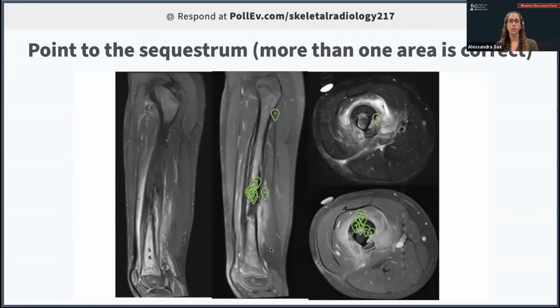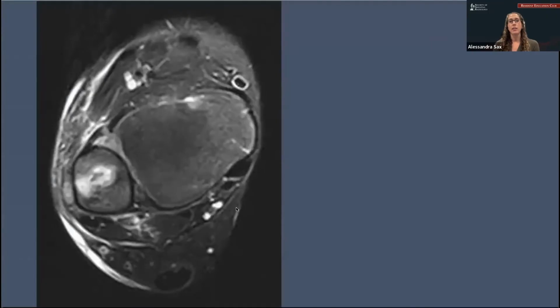Good. We're leaning towards this well-marginated rectangular area. This is our post-contrast enhanced image. And there's this area that was edematous on the axial sequences, but then does not enhance on our post-contrast enhanced sequences. So our sequestrum is our area of necrotic devitalized bone that serves as a nidus for infection.